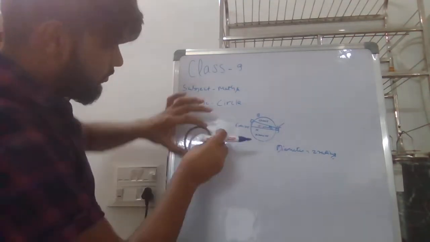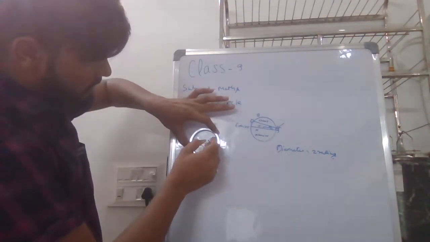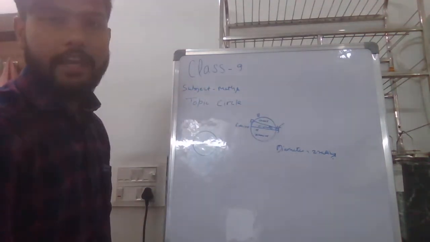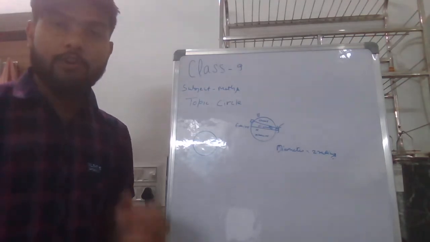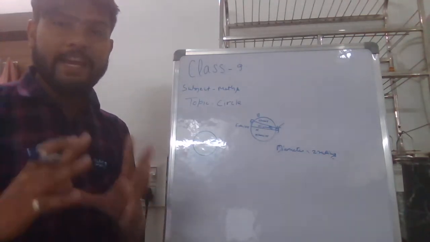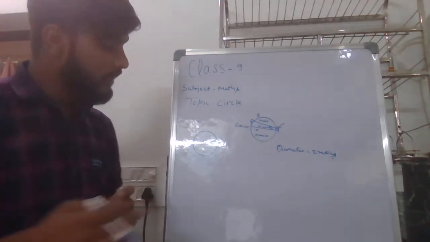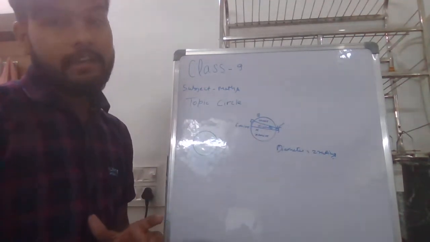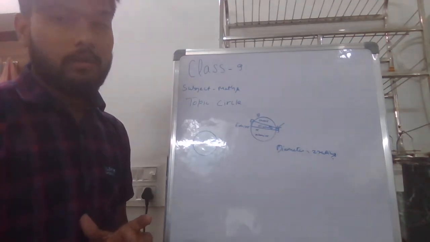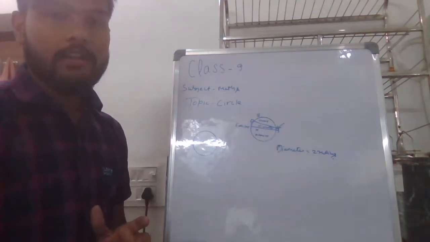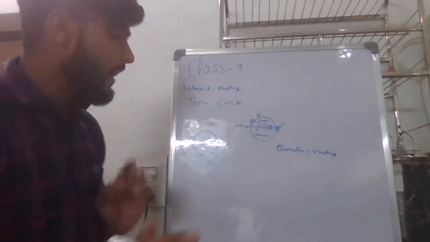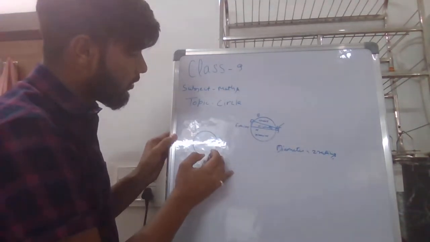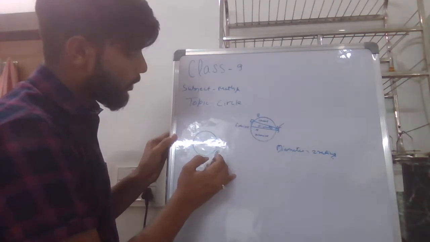I will again draw a circle. Okay, I have drawn a circle. Now what you have to do is locate any two points P and Q in the circle. So let's locate those points. You also locate your points and I will also locate mine. Here I will give point P and here I will locate point Q.